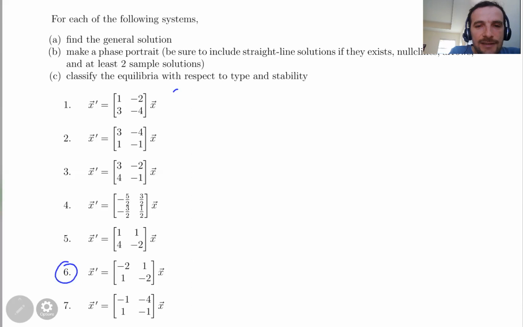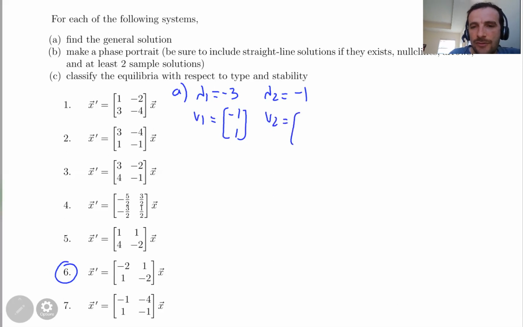Part A, find the general solution. To find the general solution, what do you need to do? We should find the eigenvalues and eigenvectors. For the sake of time, since I already showed you how to find them in the previous video, let me just write down the eigenvalues. Lambda 1 is equal to -3, and lambda 2 is equal to -1. The corresponding eigenvectors are V1 equals (-1, 1) and V2 equals (1, 1). So these are the eigenvectors.